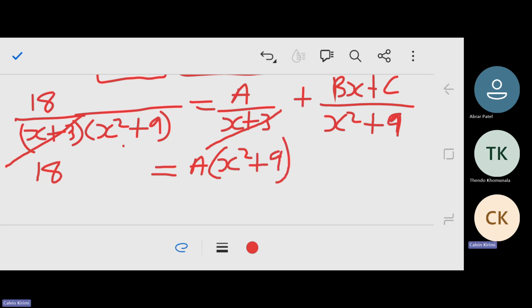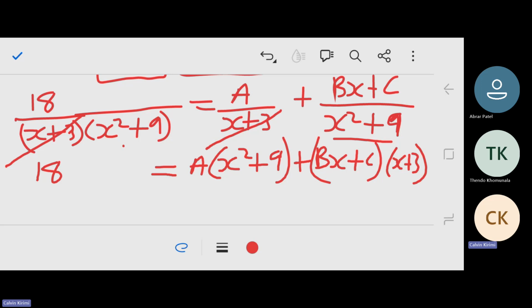Then you also check how many times this goes into there. Now it will be bx plus c as the numerator, multiplied by what is left out, which is x plus 3. So now we want to equate our constants.